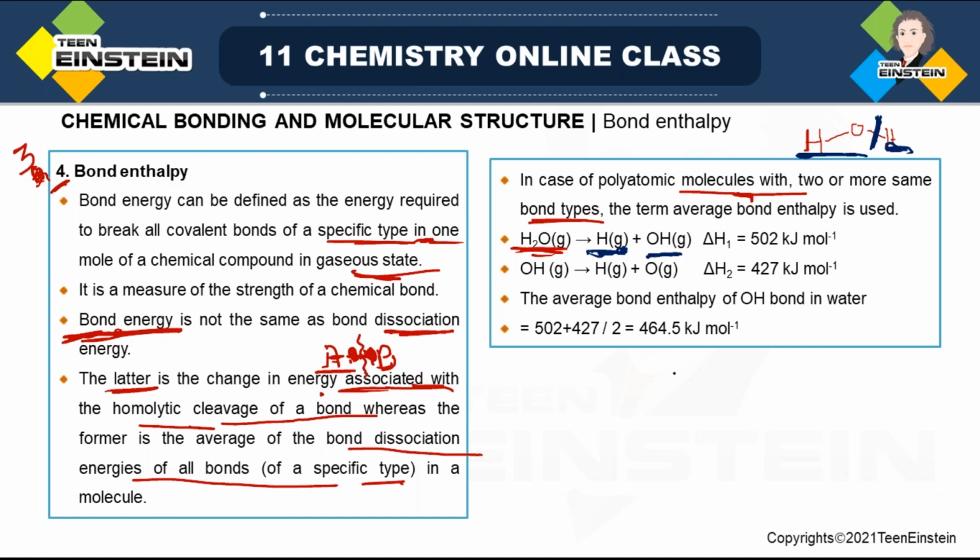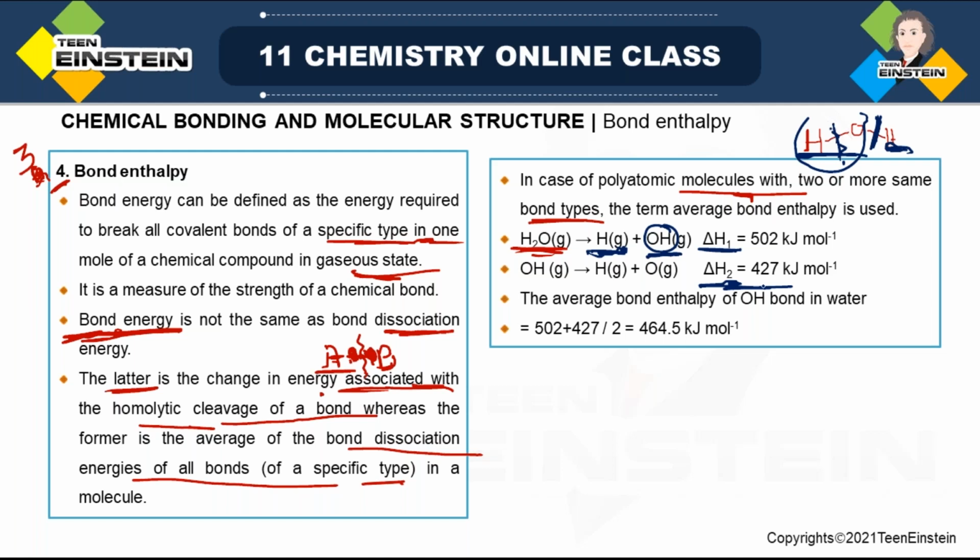And when the first bond is broken, the corresponding enthalpy change is denoted by del H1 and the value is 502 kilojoule per mole. So this is the energy unit. Now the OH fragment that is present, if you further break the second HO bond, what will happen? You will get the second bond dissociation enthalpy, which is del H2, and the value is not the same. It is 427. It is slightly lesser than the previous value.